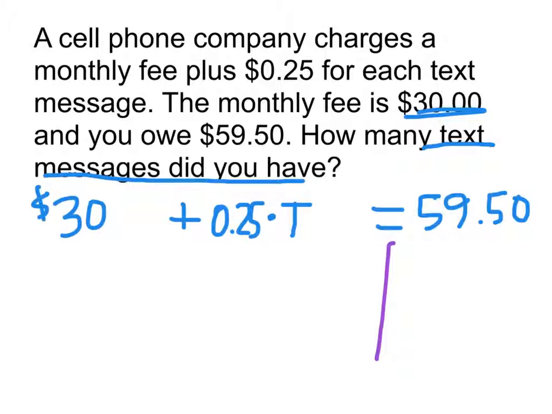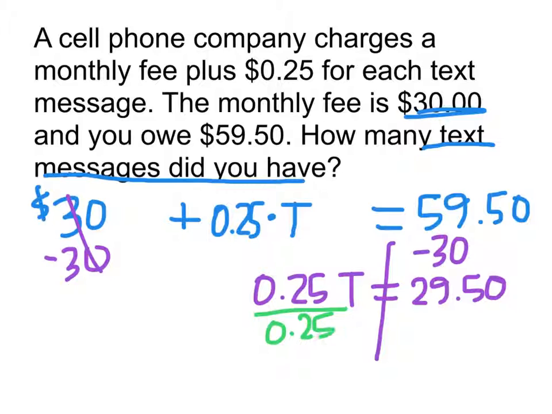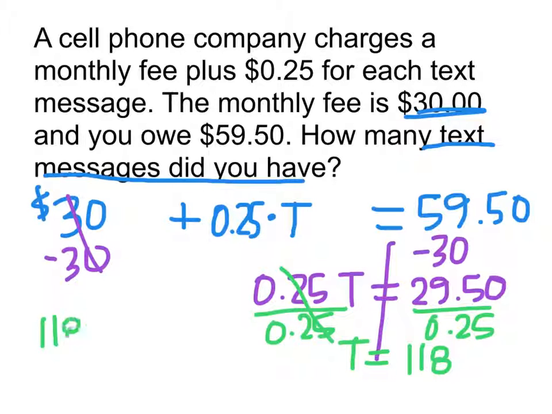All right, to solve this equation, I'm going to subtract $30 from both sides. That cancels out, so I get 0.25 times T, and that's going to equal $29.50. Then I'm going to divide both sides by 0.25. That cancels out, so I get T equals 118. So my answer for this one is 118 text messages.